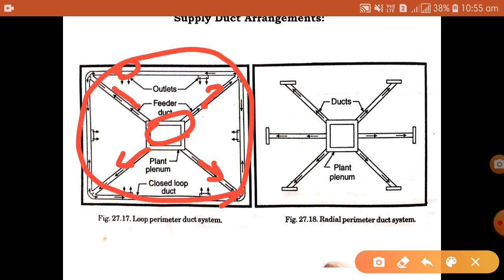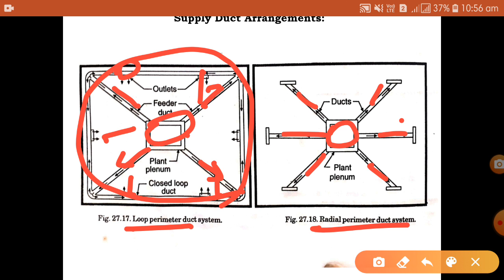From the plant plenum, the conditioned air is supplied to the feeder ducts, and the feeder ducts are connected together in the form of a loop, and through the outlets it supplies your room. This is the loop. The second one is the radial perimeter. In the radial perimeter, again there is a plant plenum which receives the cool air from the conditioning plant, and through this particular duct it is supplied to that particular zone or room. That is the radial perimeter type.